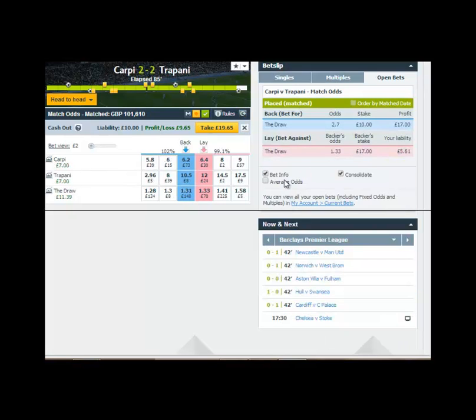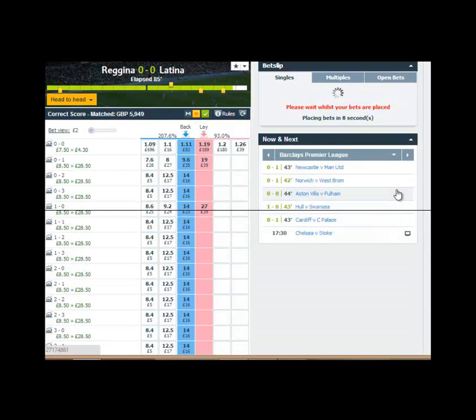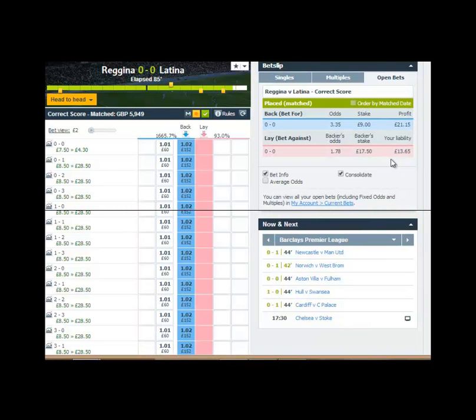Right, there we go. So I'll leave it as it is. Now, Regina Latina, 85 minutes. I decided to lay 0-0 at the death at 1.16 for £20, just to give me a sort of £3 liability there. Remember that I had a scratch trade at that particular point.